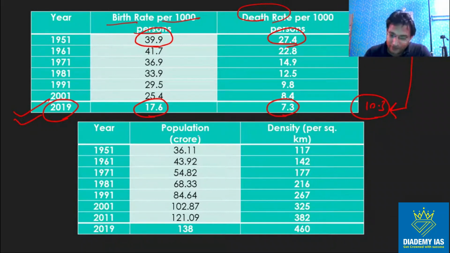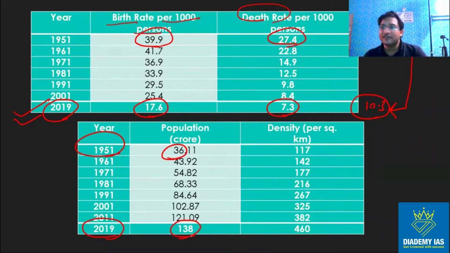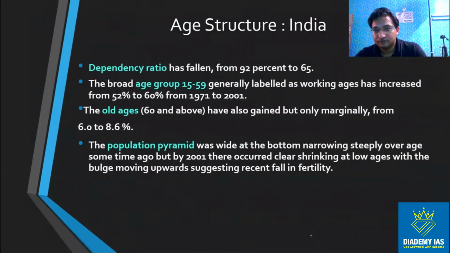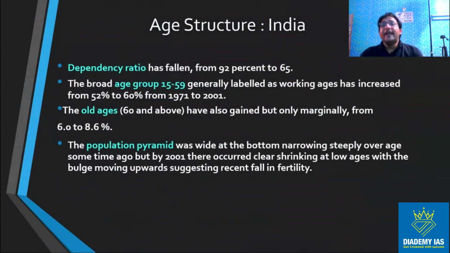Then population in 1951, at the time of independence, our population was 36 crore. In 2019, as per the estimate, this is 138 crore. अभी हमारी population है estimated 138 crore है. This is not the exact figure. Exact figure will come next year only. Density per square kilometer. In 1951, it was approximately 117, and now this is 460.